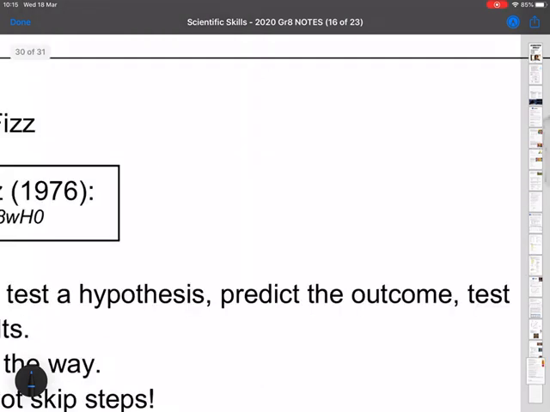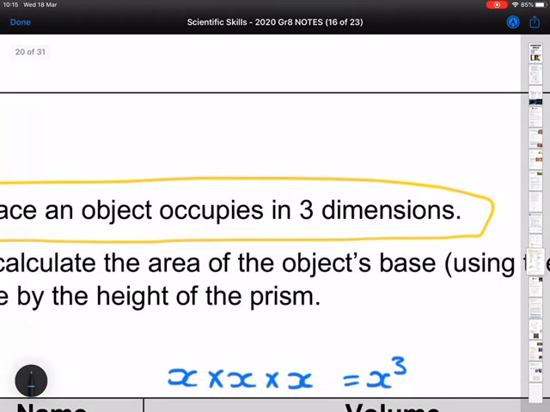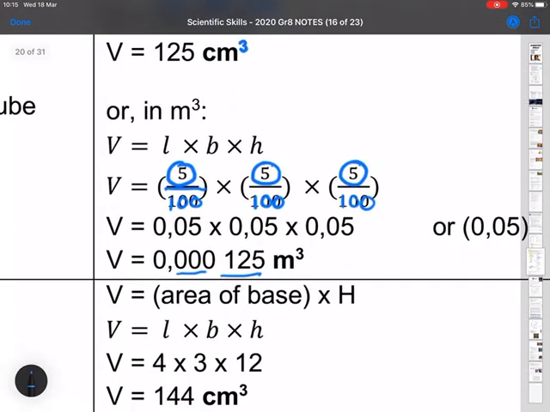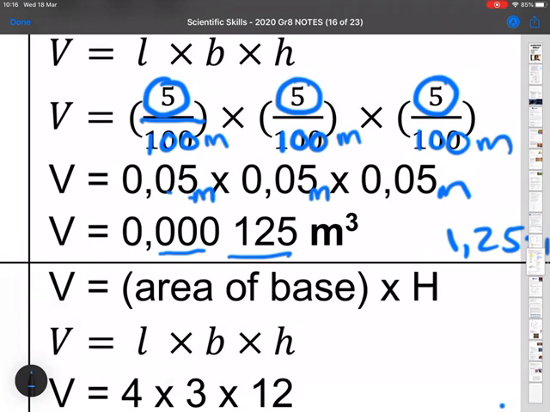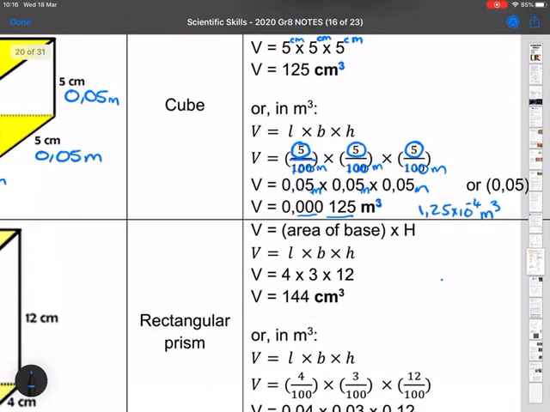If you did that in scientific notation, it would be 1,25 times 10 to the power of minus 4 meters cubed. So this is going to be meters, meters, meters, 0,05 meters, meters, meters, and a meter times a meter times a meter is a cubic meter. So see how you've had to convert 3 times?